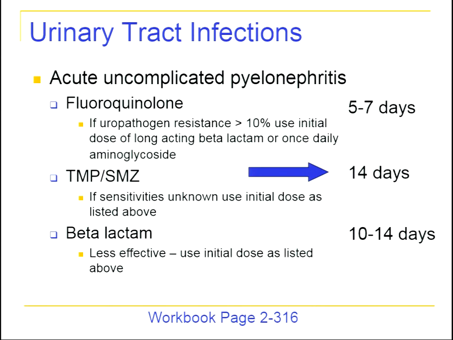You notice, however, on this list, that if your uropathogen resistance, specifically E. coli, is high, greater than 10%, and look at your antibiograms, and lots of places it's greater than 10%, then they do recommend an initial dose of either a long-acting beta-lactam or an aminoglycoside. So basically an initial dose of ceftriaxone or an aminoglycoside, and then go to the therapy that you see listed there. Same thing applies for Bactrim if the sensitivities are not that great. So if you have 20% resistance in E. coli to Bactrim or levofloxacin, et cetera, then you need to do that initial dose.